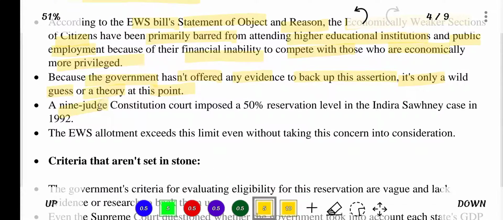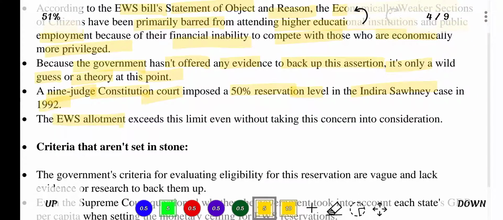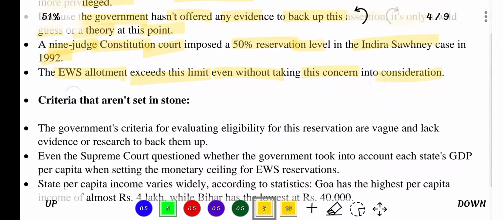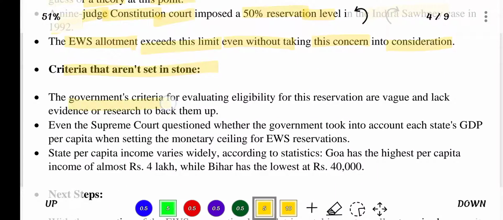A 9 judge constitutional court imposed a 50% reservation limit in the Indira Sawhney case in 1992. The EWS allotment exceeds this limit even without taking this concern into consideration. Criteria that aren't set in stone. The government's criteria for evaluating eligibility for this reservation are vague and lack evidence or research to back them up.